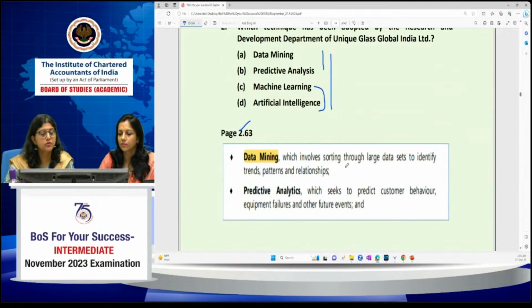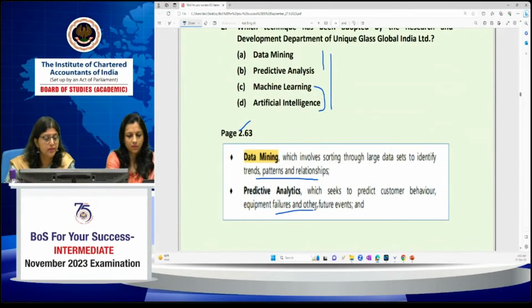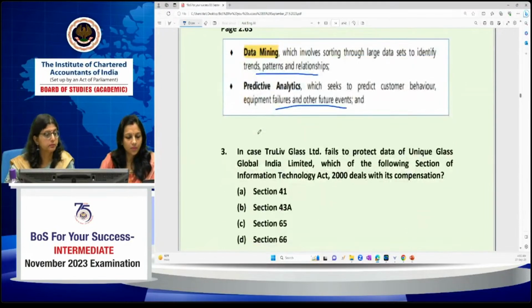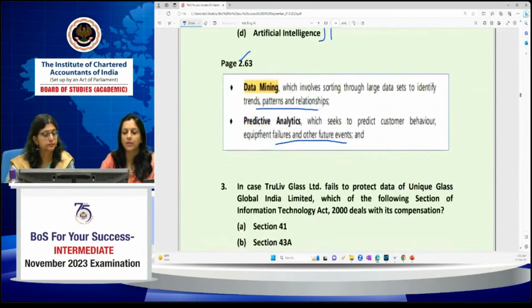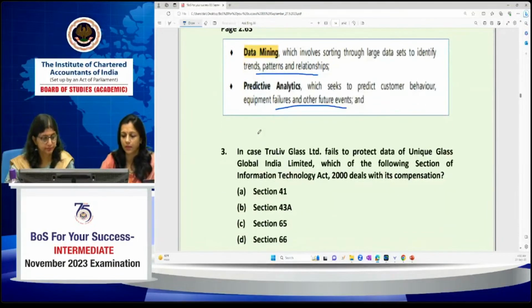Data mining involves sorting through large data sets to identify trends, patterns and relationships, whereas predictive analysis seeks to predict customer behavior, equipment failures and other future events. So in this particular case, as per the definition, we are going to give the answer as data mining, which is a part of chapter 2. It's there on page number 2.63. Madhu has given the answer, predictive analysis. I guess Madhu ma'am has explained why it's data mining.